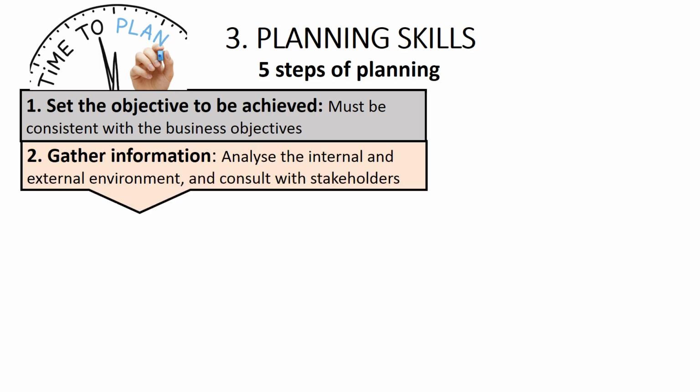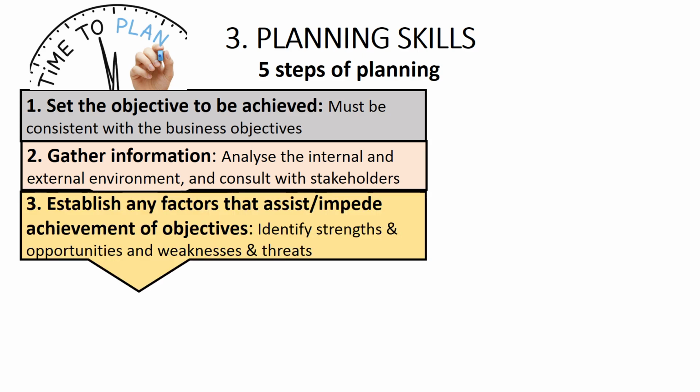The second step is that the manager needs to gather information by analysing the internal and external environment and consulting with stakeholders. The manager needs to gather this information to enable the manager to make informed plans. The third step is for the manager to identify strengths and opportunities that can help the business achieve its objectives, and also weaknesses and threats that can impede or hinder or prevent the business from achieving its objectives.